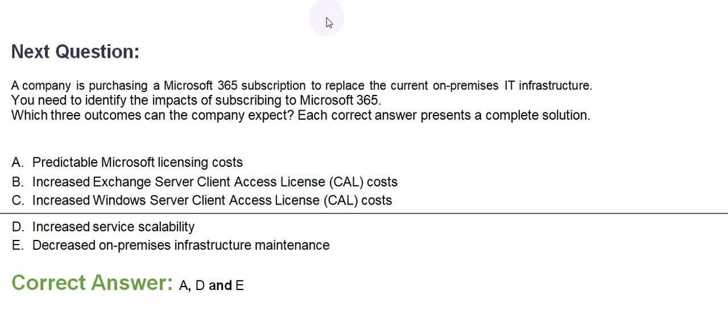Option A, predictable Microsoft licensing cost. Option B, increased Exchange Server client access license cost. Option C, increased Windows Server client access license cost. Option D, increased services scalability. And option E, decreased on-premises infrastructure payments. The correct answers are A, D, and E.